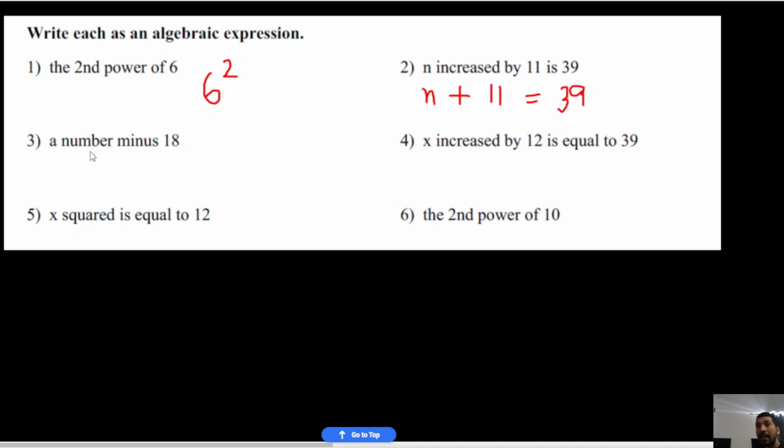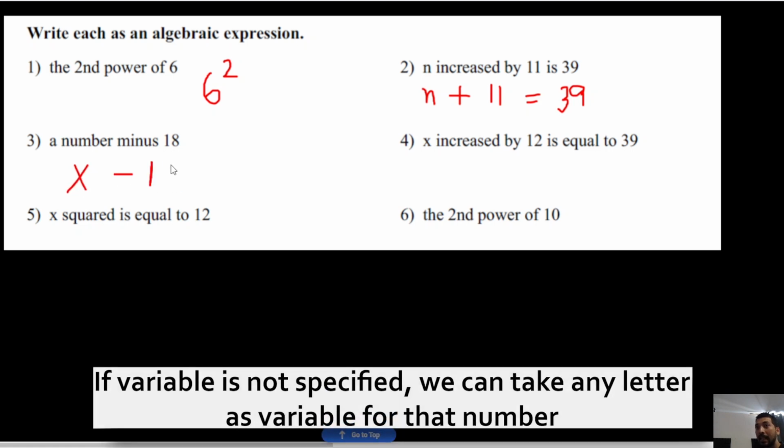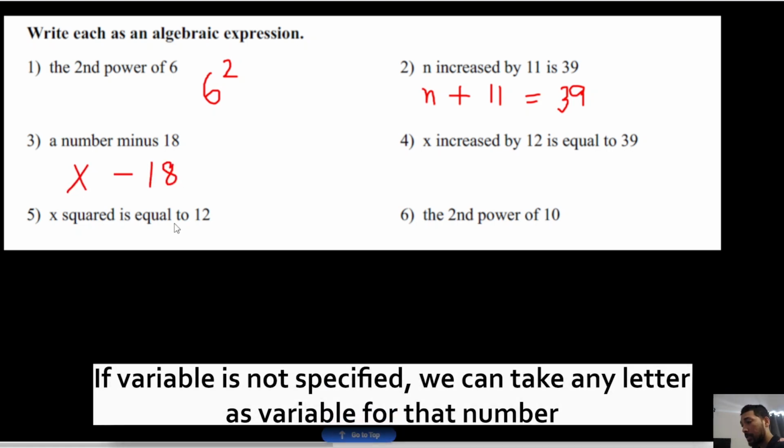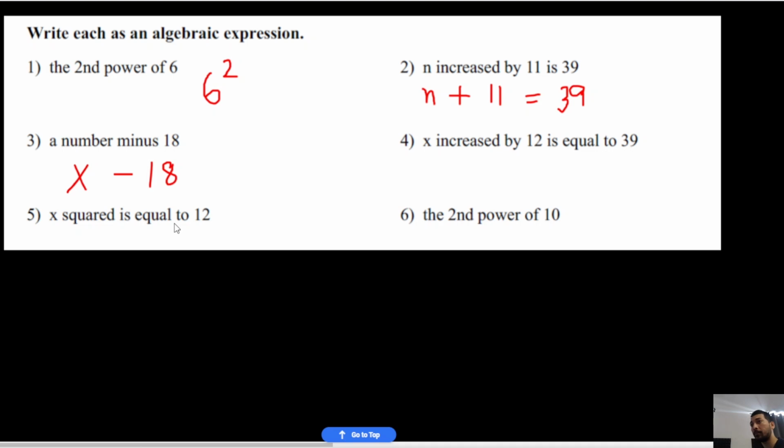So you can take any number here. Let's take this number as x minus 18. So the variable x is representing any number. Since it does not specify the variable, we can take any letter over here.